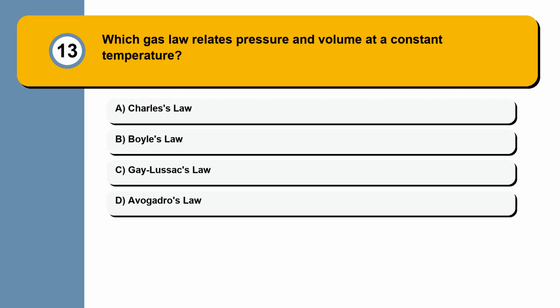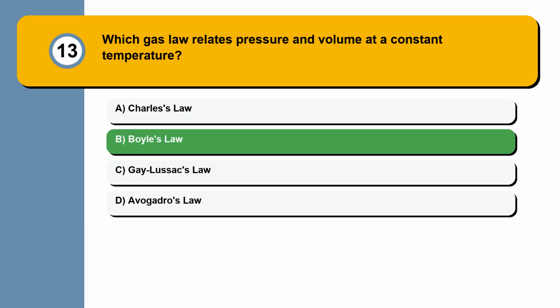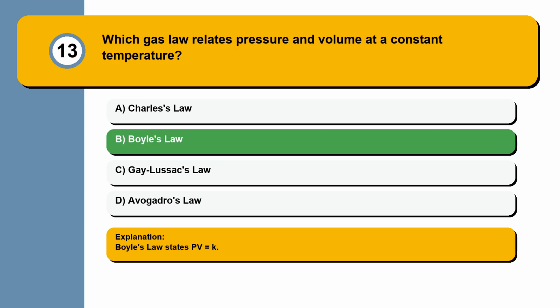Question 13. Which gas law relates pressure and volume at a constant temperature? Charles's law, Boyle's law, Gay-Lussac's law, Avogadro's law. Boyle's law states PV equals k.